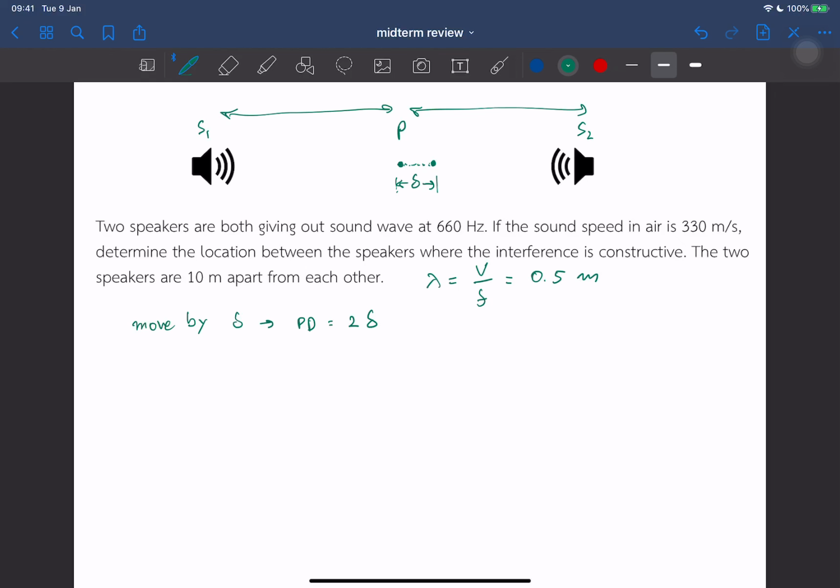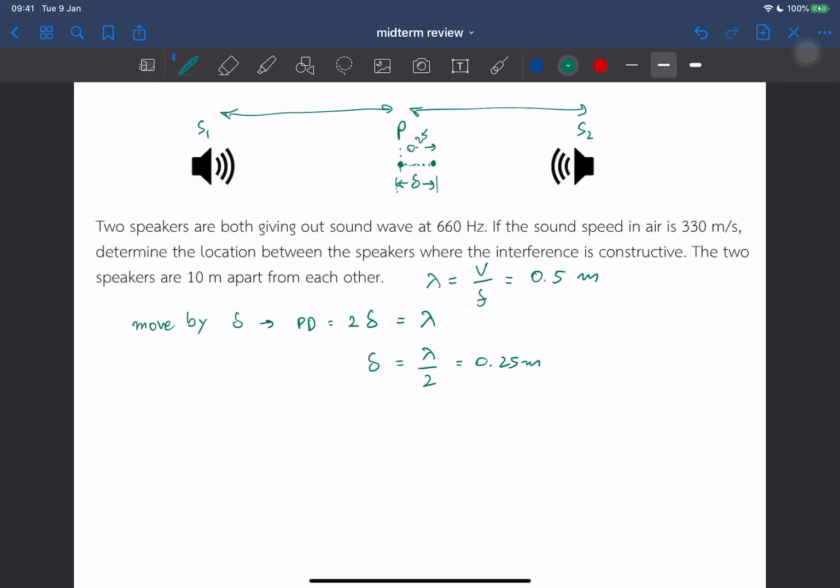Okay, and path difference, the next point, this point at the center, that's when the path difference is zero. The next point where you have constructive interference is when the path difference is exactly lambda. So where is the next constructive point? That's going to be delta equal to lambda over 2. So that's going to be 0.25 meters. So if you move from the center by 0.25 meters in this way, you're going to get another constructive interference.